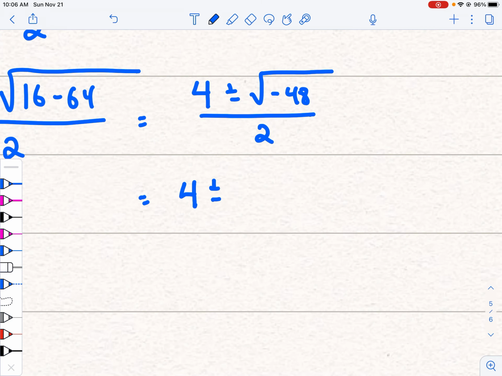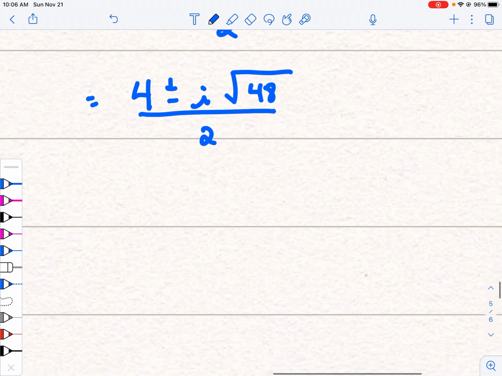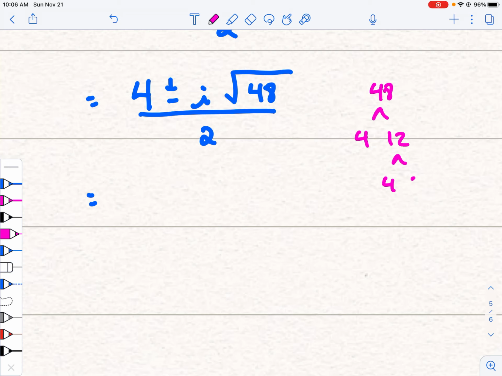So 4 plus or minus i roots of 48 over 2. Now I'm going to work on the 48. So the 48 is the same as kind of an offshoot here for those who need it. The 48, if we broke this down, is 4 and 12. This is 4 and 3. And I'm going to stop there because I have a pair of 4s. So that's going to help us break this down.